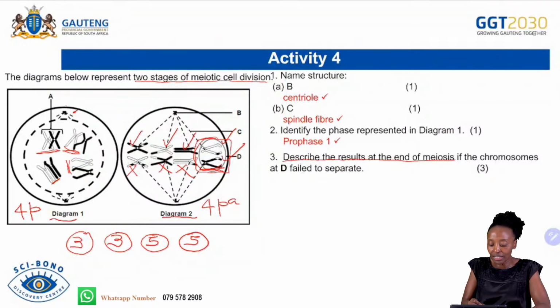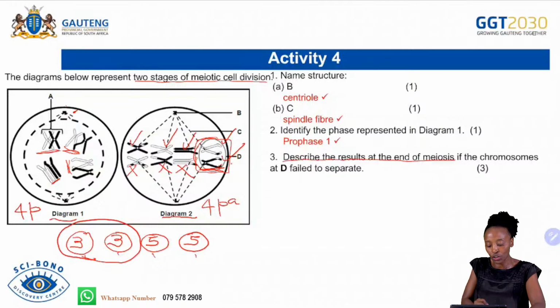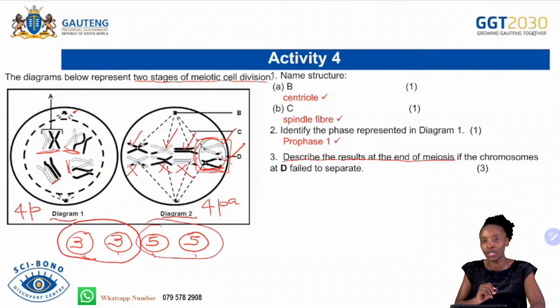So if D fails to separate, the end result will be that 4 cells will be formed. 4 gametes, 1, 2, 3, 4 gametes will be formed. And out of the 4 gametes, 2 will have 3 chromosomes each, and 2 will have 5 chromosomes each. We're going to leave our answer there.